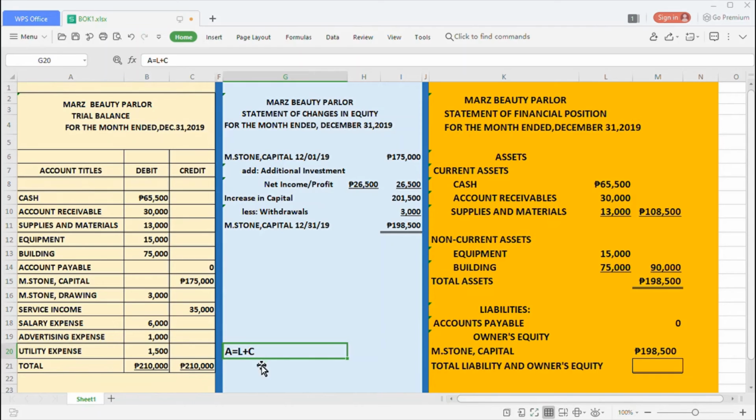Okay. Our formula is liabilities plus capital. Right? Our liability is already 0. So, still, the amount here is 198,500. Alright, so as you can see guys, our assets, which is 198,500, is equal to our liabilities and our capital. So, ganun lang siya kadali, guys.